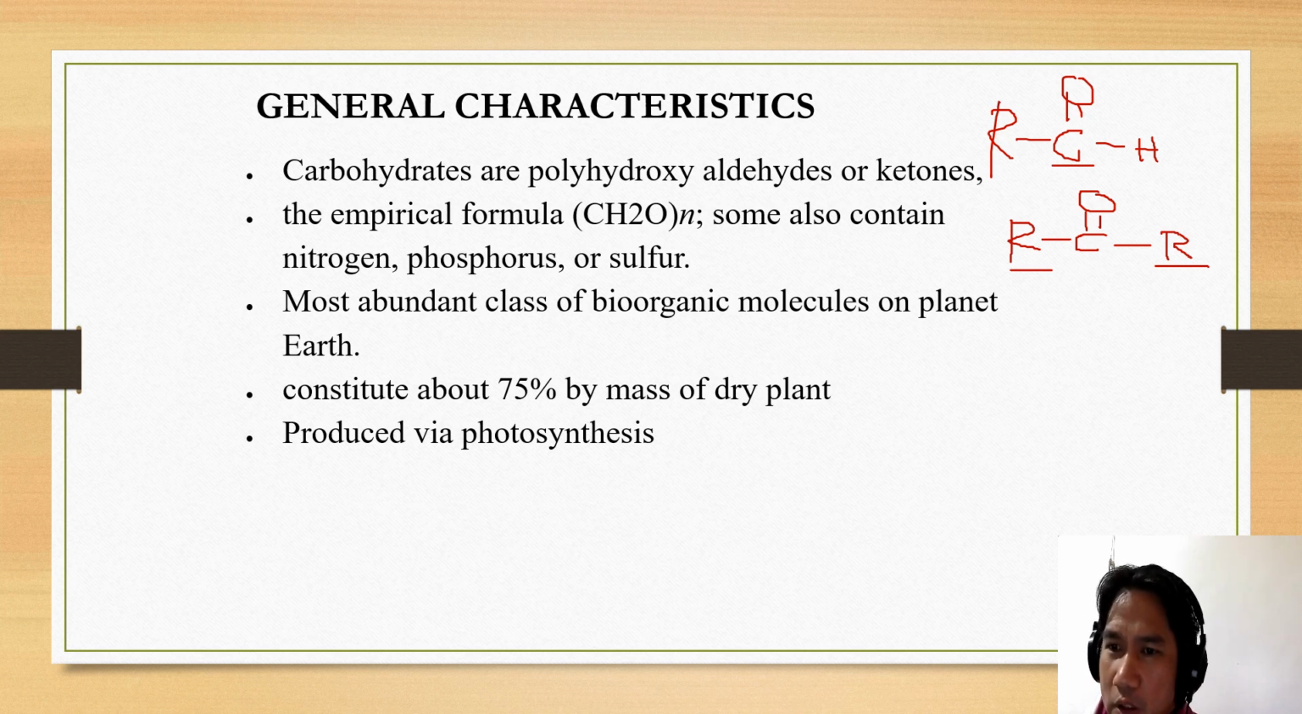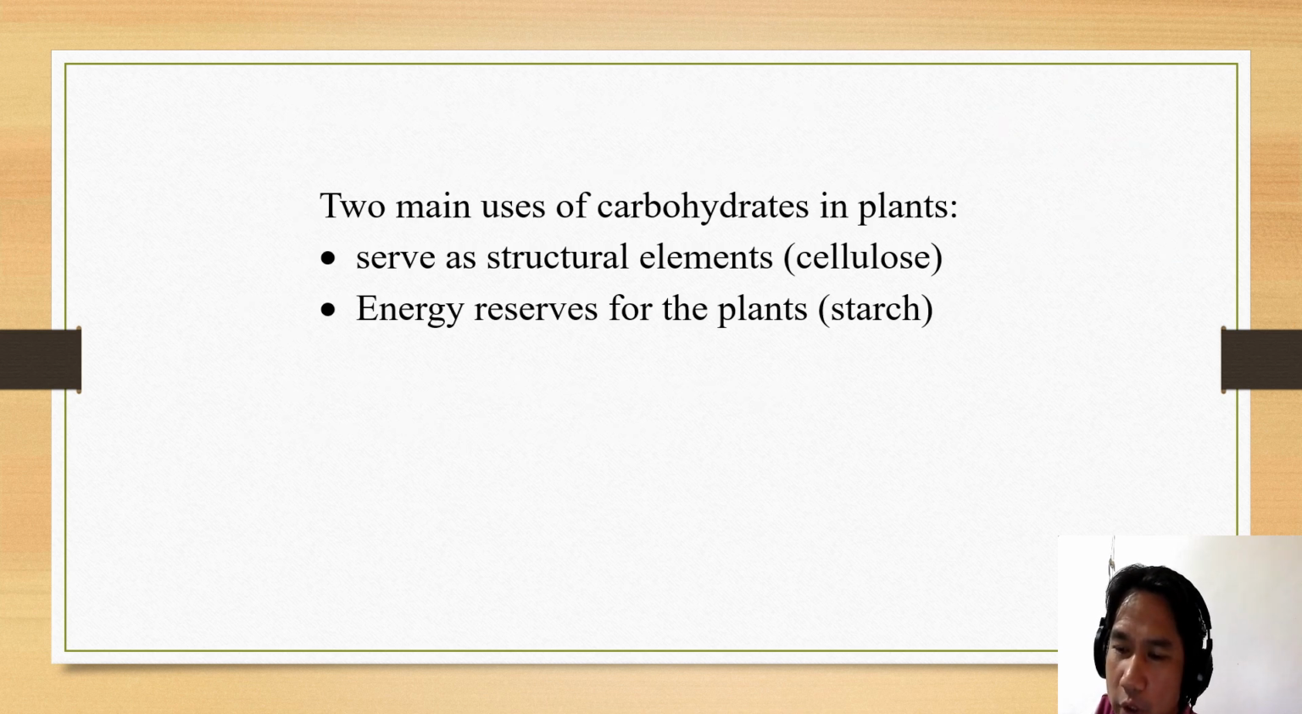Those are derivatives of carbohydrates, and these molecules have been considered to be the most abundant bioorganic molecules on the planet, because carbohydrates are produced by photosynthetic organisms. Photosynthesis is a process whereby plants make food using carbon dioxide and water.